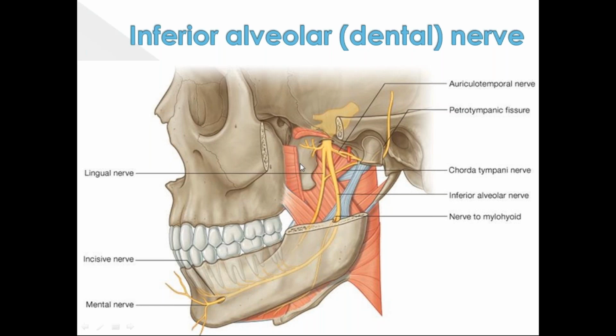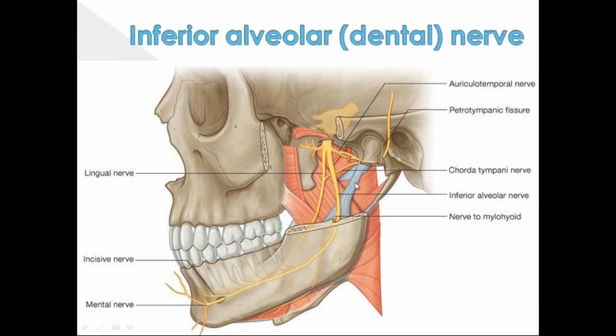Then it passes downward and forward between the ramus of the mandible and the sphenomandibular ligament, and enters the mandibular foramen, accompanied by the inferior alveolar vessels. Within the mandible, the nerve runs in a bony tunnel below the teeth, and finally it divides into two branches: one is the incisive branch, and the other is the mental branch.